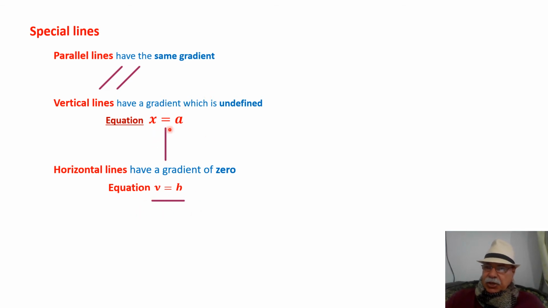x equals a is vertical. Y, sorry, here y equals b means a horizontal line. What does it stand for? What do we understand from that? y equals mx plus b. This is the general equation for the straight line. y equals mx plus b.